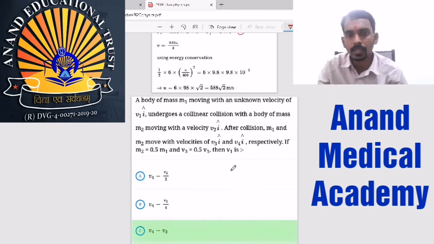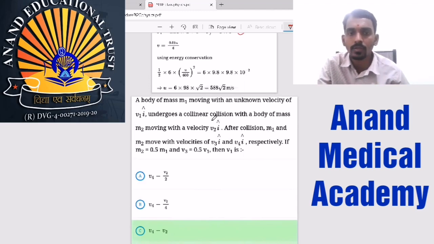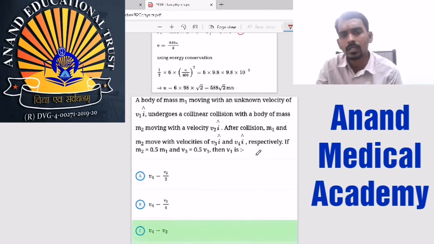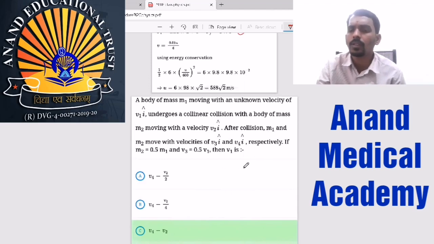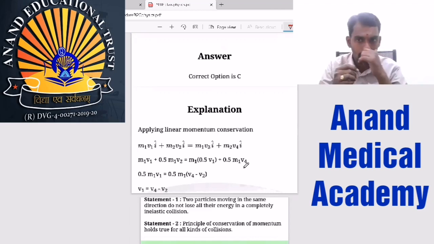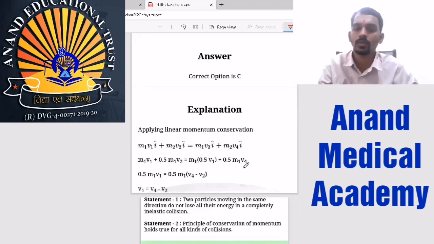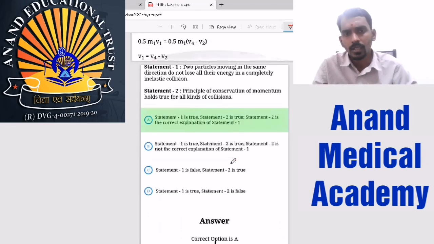Now again, I have given a collision based question. A body of mass m1 moving with unknown velocity v1 undergoes a collinear collision with a body. After collision, they move with velocities respectively. So the mass relation they have given, the velocity relation they have given. You have the formula for final velocities. Just apply it, or else you apply the conservation of linear momentum. Your wish. Depending on which method you are comfortable with, try to apply it.